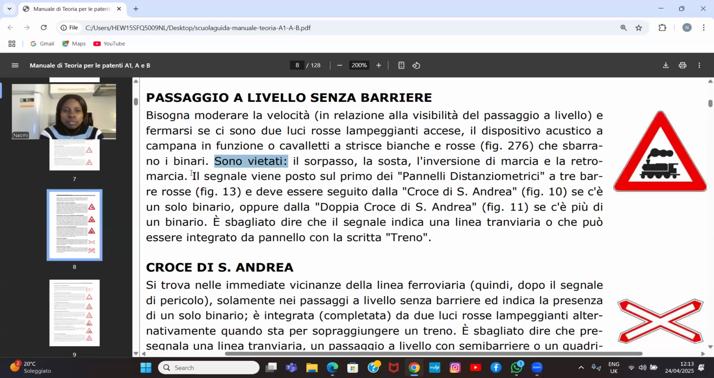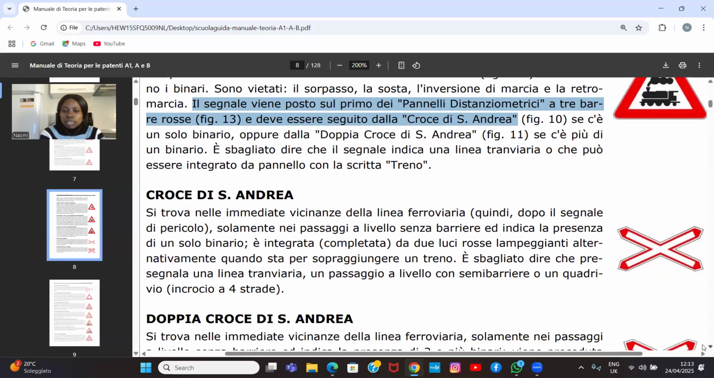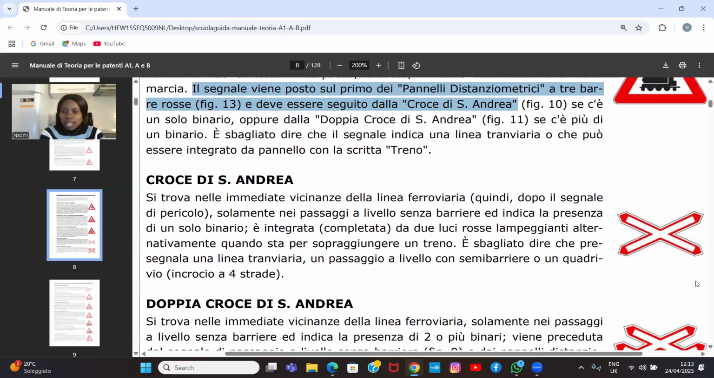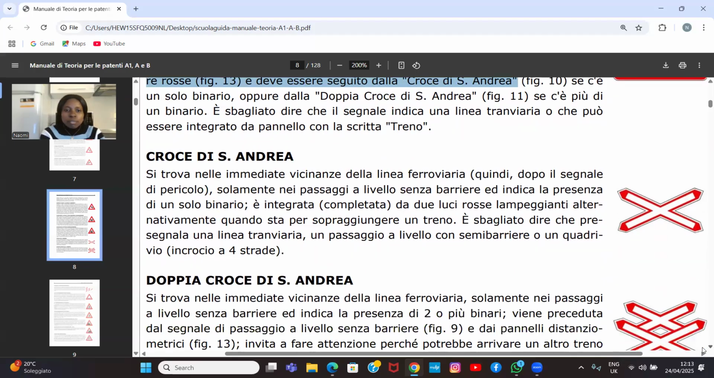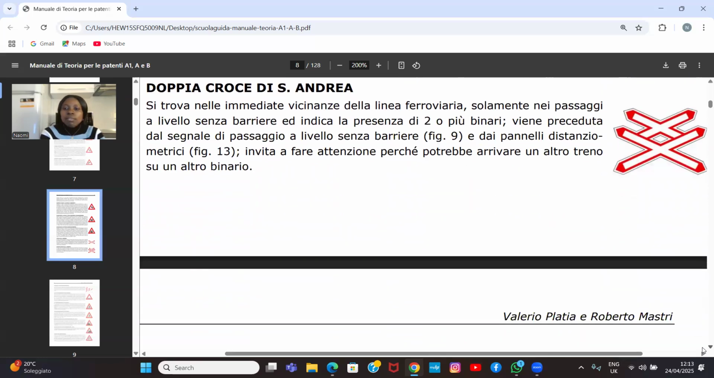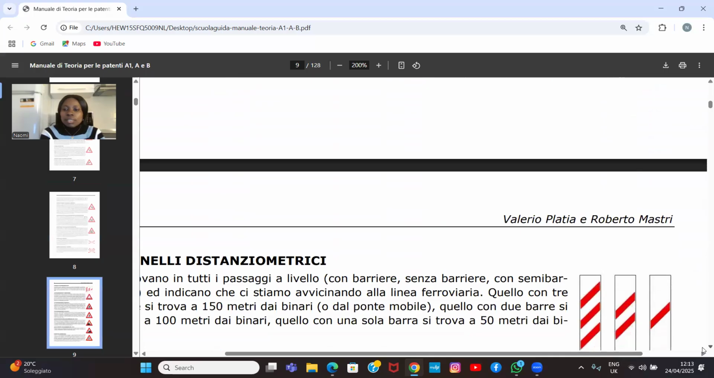Il segnale viene posto, let me highlight it for you. Il segnale viene posto sul primo dei pannelli distanziometrici a 3 barre rosse e deve essere seguito dalla croce di Sant'Andrea. Now I'm also going to show you what I mean by pannelli distanziometrici. In fact, let me quickly scroll down so that we could give a look at the pannelli distanziometrici. This very one you are seeing here is the Croce di Sant'Andrea. We have Croce di Sant'Andrea, Doppia Croce di Sant'Andrea, and followed by pannelli distanziometrici.